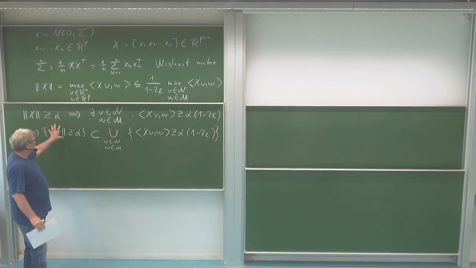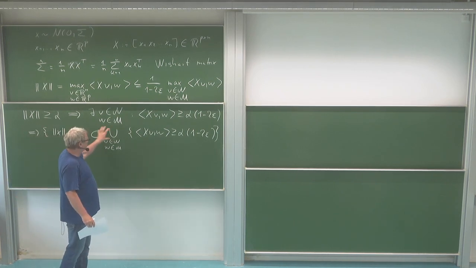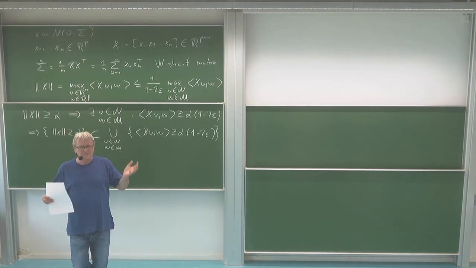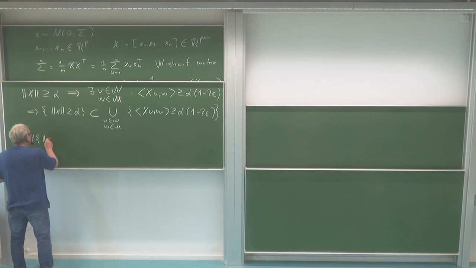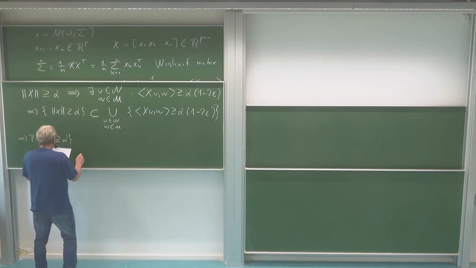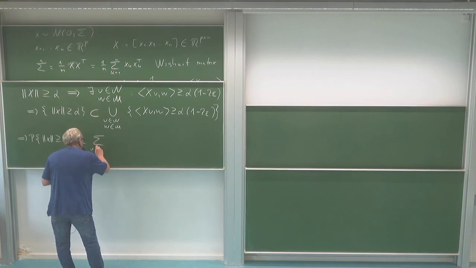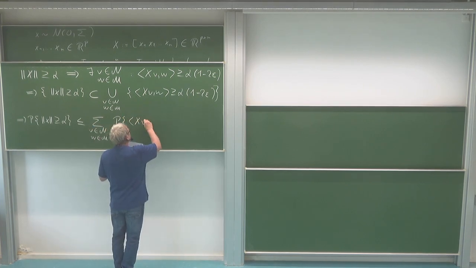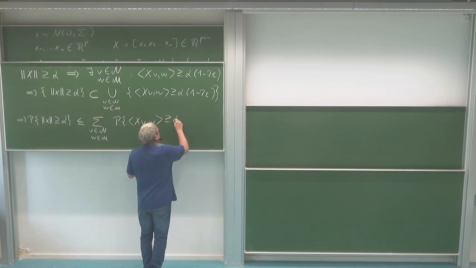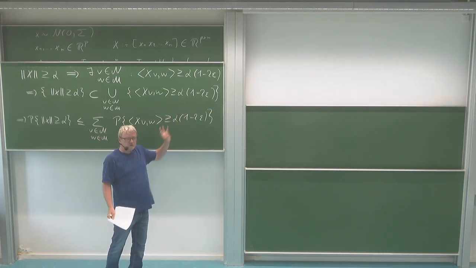Okay, but now what I want is an estimate for the probability of this, that I can estimate against something from above, and the probability of this is of course the probability of the union, but the probability of the union can be estimated against the sum of the probabilities. So this means that the probability that the norm of x is bigger than alpha is smaller than the probability of this union, which is smaller than the sum of the probabilities over my nets, v in this net n and w in m, and then I have here the probability that this essentially quadratic form in the matrix X is bigger than alpha times 1 minus 2 epsilon. Okay, and now for those here, we have our concentration.